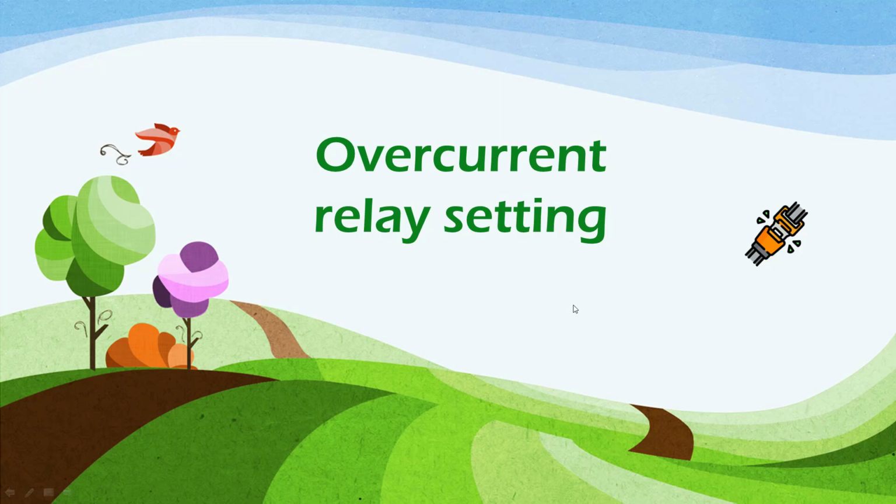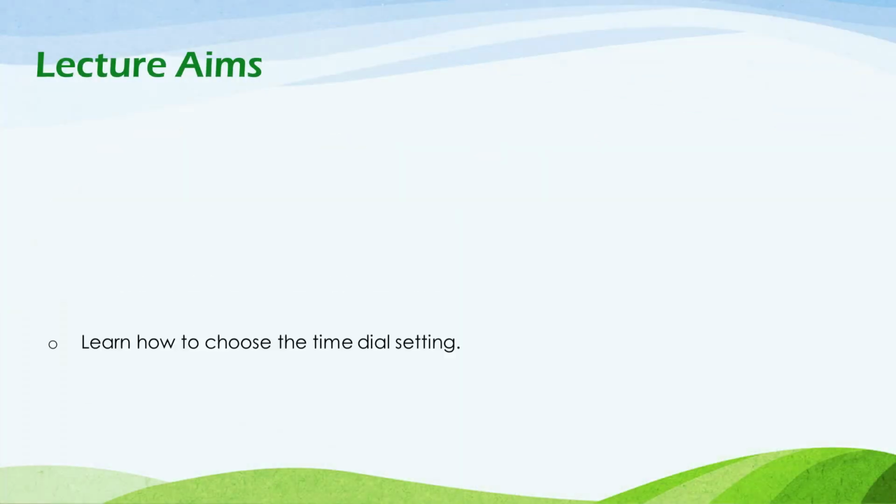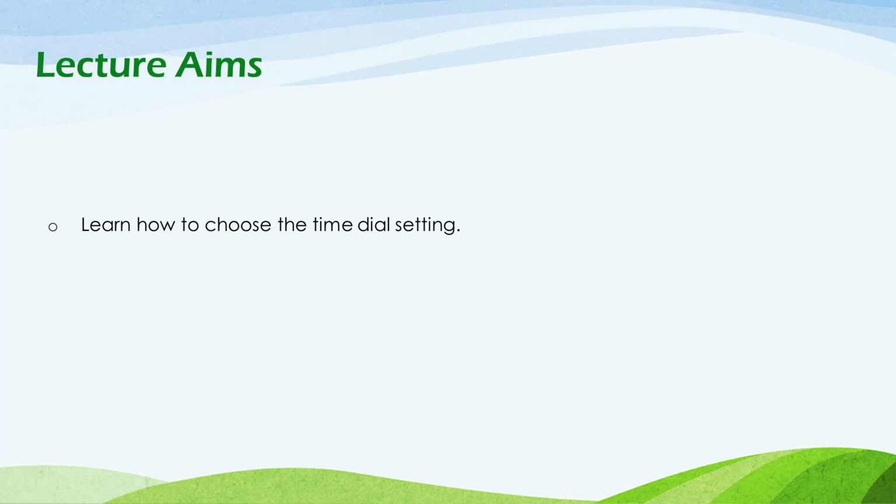In this tutorial we will continue talking about the overcurrent relay settings. So fasten your belt and let's get started. The aim of this tutorial is to learn how to select the suitable time dial setting for the relay to detect the suitable delay time before the relay can trip the circuit.